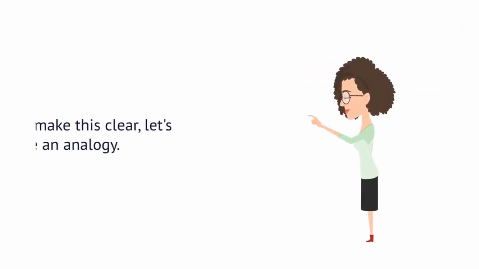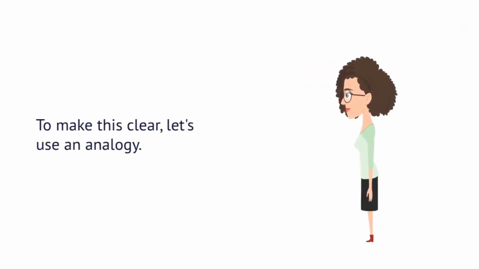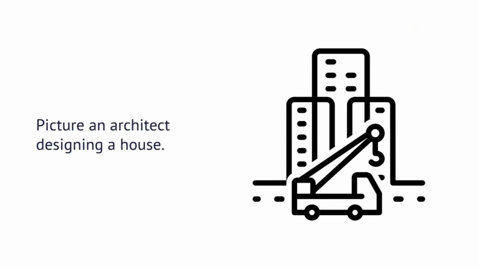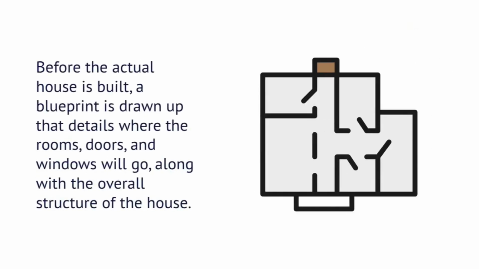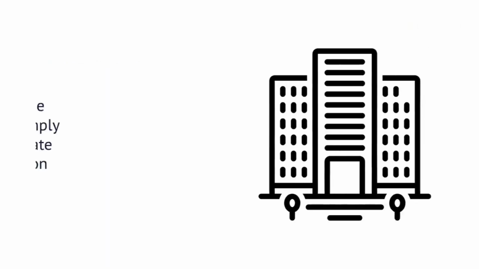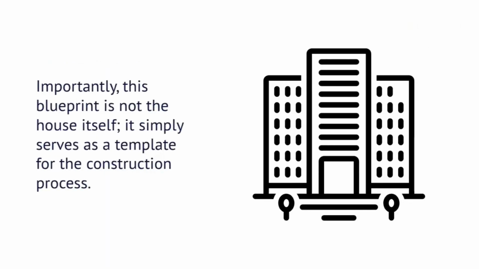So what exactly is a class? A class is simply a blueprint. Let's understand this with a real-life example. Imagine an architect designing a house. Before the real house is built, a blueprint is created. That blueprint describes where the rooms should be, where the doors should be, and how the structure should look. But the blueprint itself is not the real house. It is only a plan, a structure, a template.